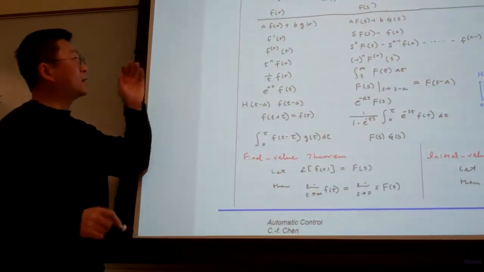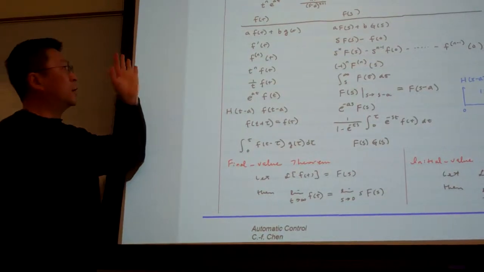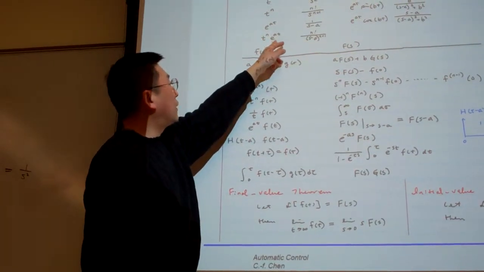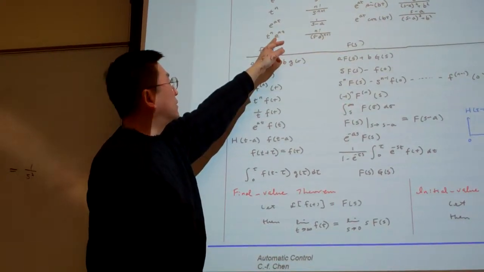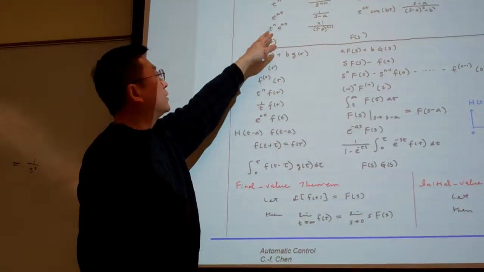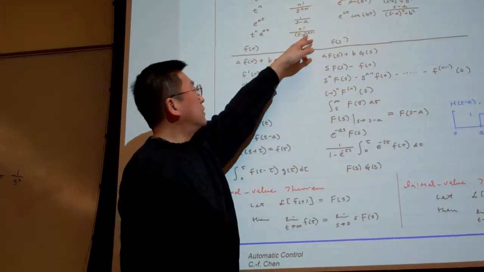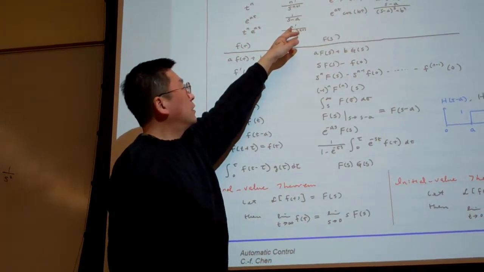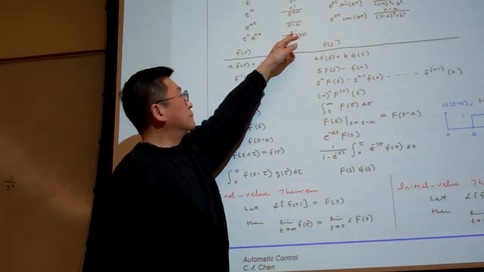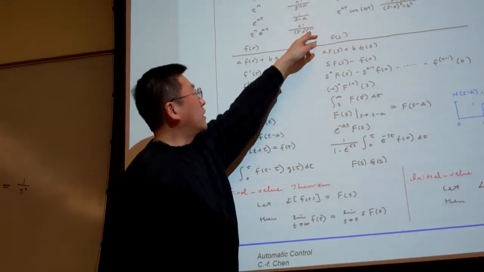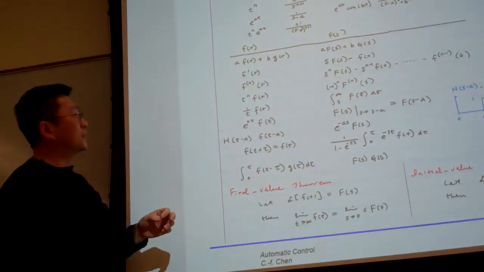So this will be handy in the tables. For e^(at), we think that is 1 over s minus a. And this one, basically if you multiply by t to the n power, then the equivalent in this way is n factorial, the series multiplication, and then (s minus a) to the n plus 1. That's kind of the rule there.